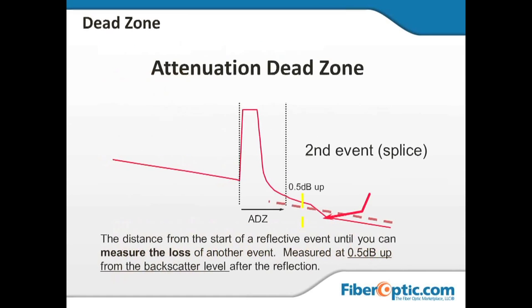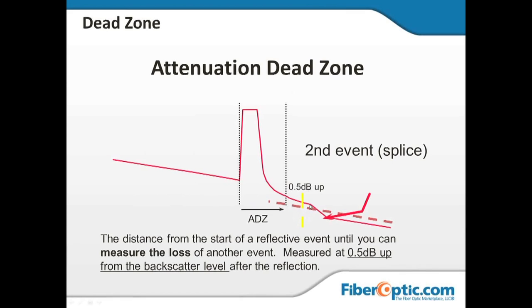Now here we're looking at the attenuation dead zone, depending on the width of this pulse and where it returns to the backscatter level, because remember we need backscatter before and backscatter after to accurately calculate the loss. Now here it looks like we've got a splice event, but we don't look like we made it all the way back out of that dead zone.